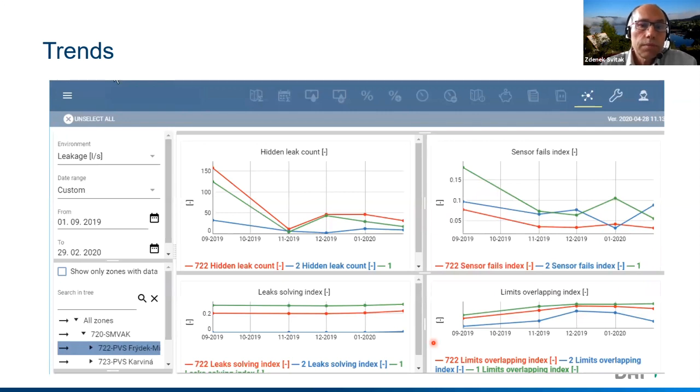The example here shows the hidden leak count, so how many new leaks appear in your system. Also, it's important to evaluate some measurement quality of data inputs. So it means how many sensor fails you have in the system in a month. It's important to show, for example, what's the level of exceeded limits in overall, I would say, evaluation.